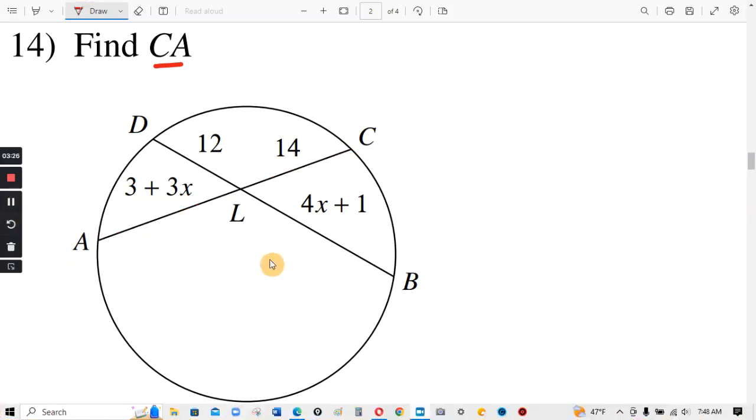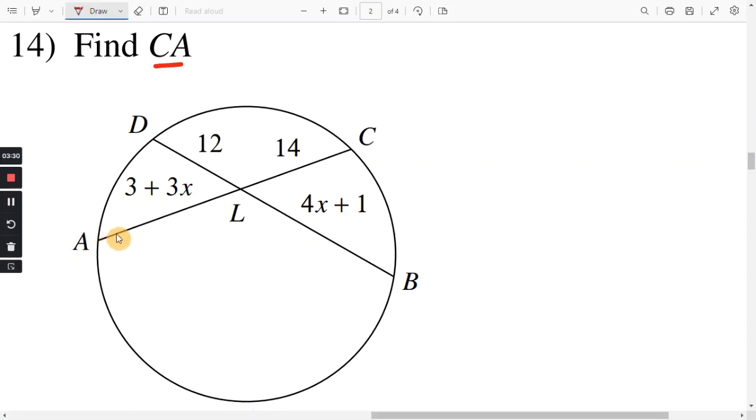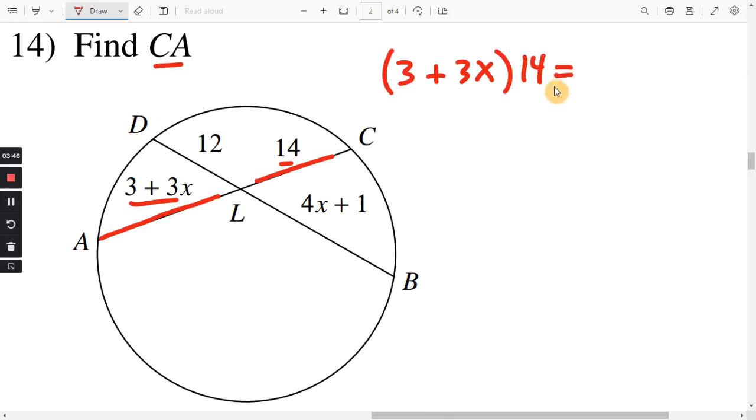All right, so multiplying the two segments of each chord, we have this times this. So that's 3 plus 3x times 14. Use parentheses. And set it equal to this times this. So 12 times 4x plus 1. Again, use parentheses.